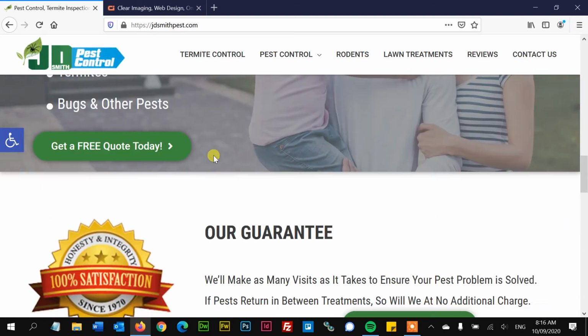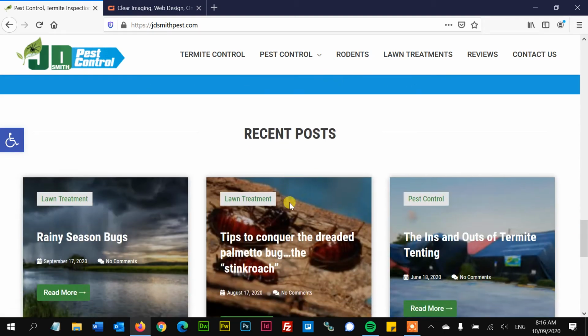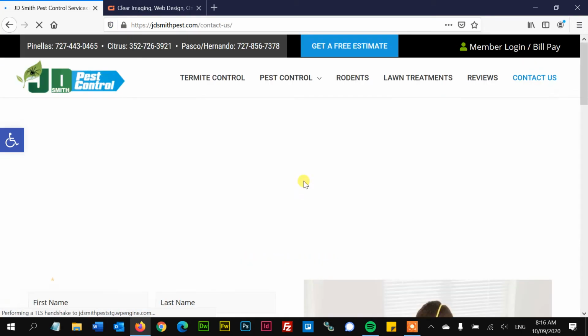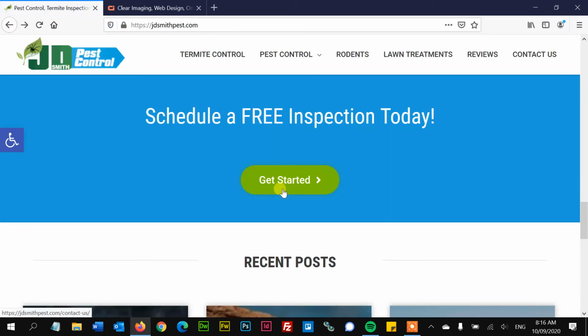So, okay, then we've got our guarantee, that's fine. We have schedule and inspection. What I would like to see here, you don't want to make people click. If you add an extra step, like I have to click this button to fill out the form, you're going to get drop off. People are very lazy when they're on the web, and you want to remove as many steps as possible. So let's get the form embedded right here.